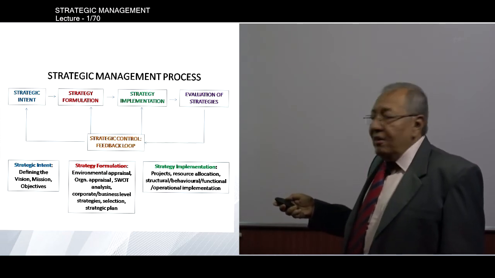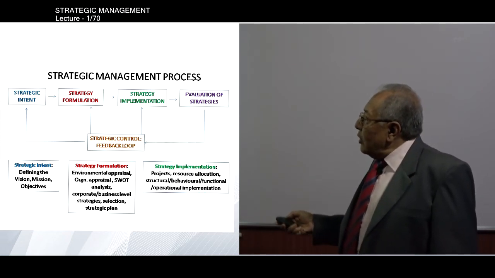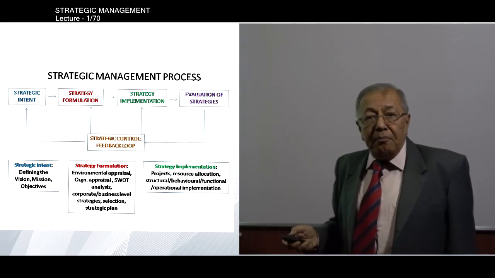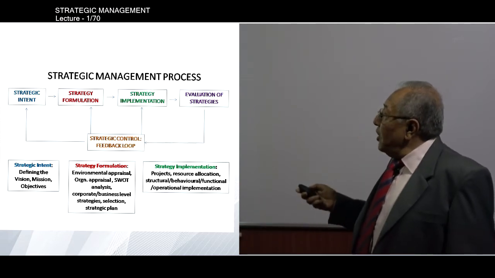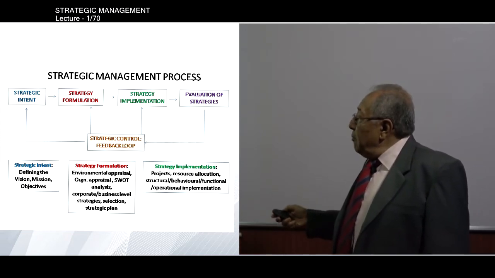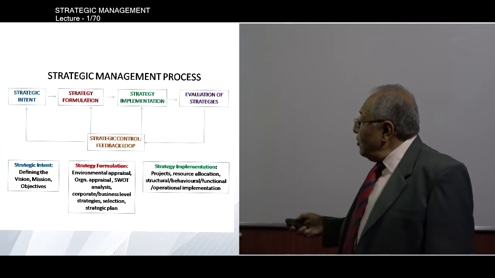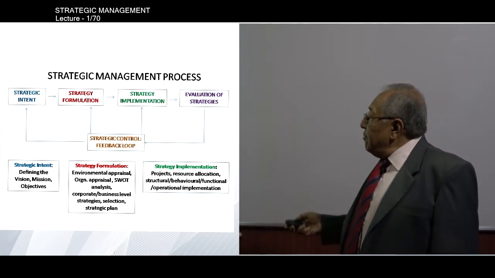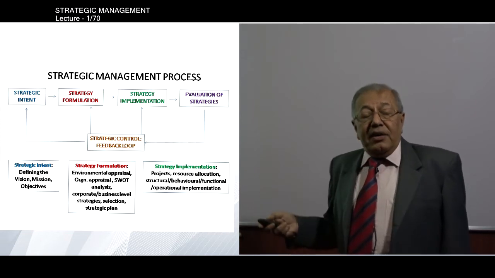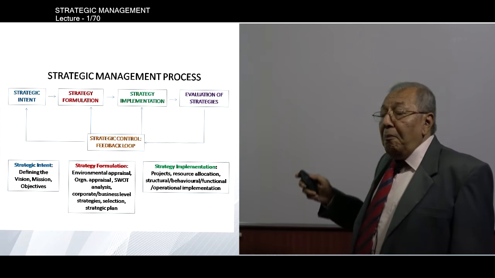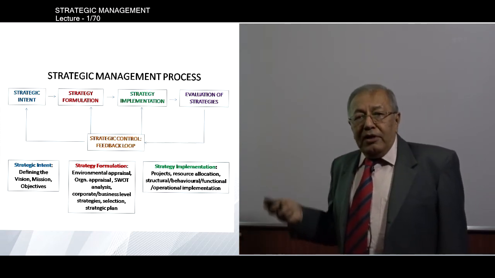Strategic intent, what does it mean? It includes concepts like defining the vision, mission, goals and objectives of the company. Strategy formulation will have to be done taking into account the environmental situation, the organization's own strengths and weaknesses, and selection of alternative strategies from which a final strategy will be adopted. Then comes the issue of strategy implementation. How to implement the strategy?